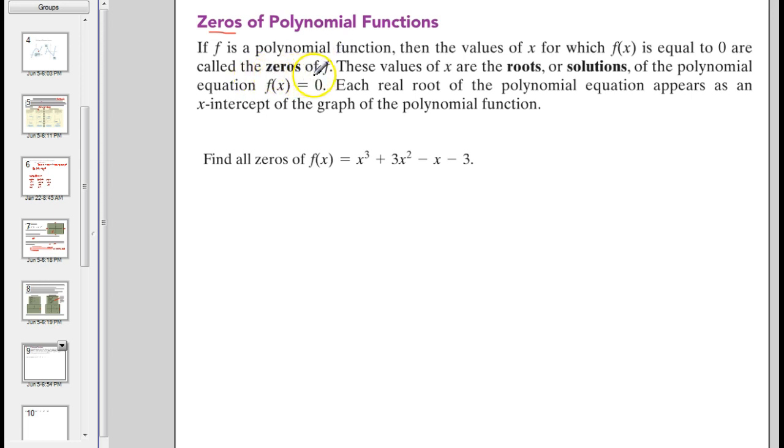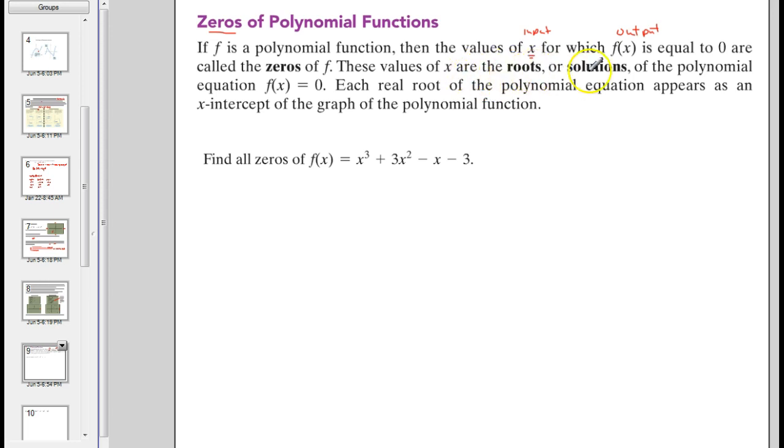The zeros of a function are the values of x, the input, that make f of x, or the output, 0. So you plug these numbers into the function. So I replace x in this function with some number, and if after I cube it and square it, multiply it by 3, add those, subtract the number, and subtract 3, I get 0, then that number that I plugged in that caused that to happen is called a 0 of the function.